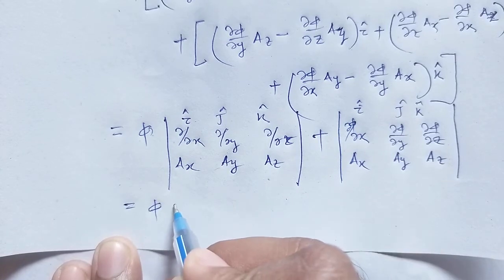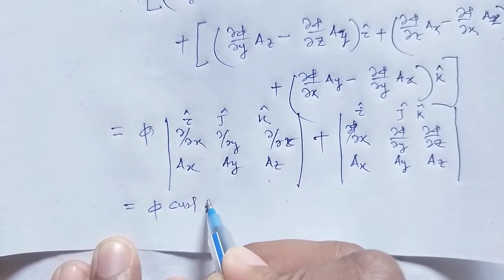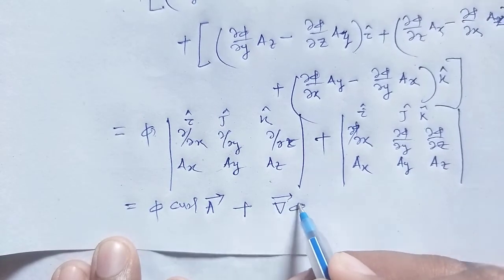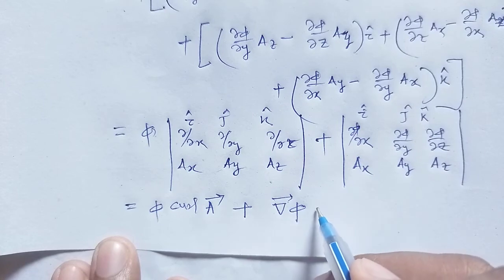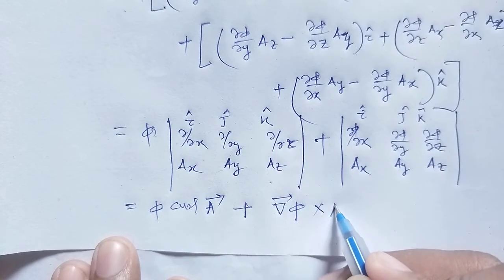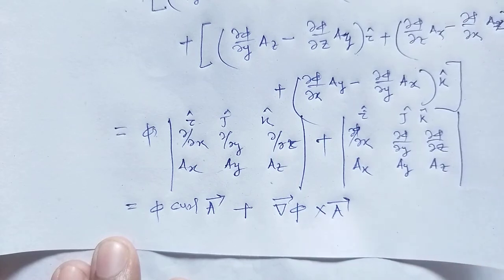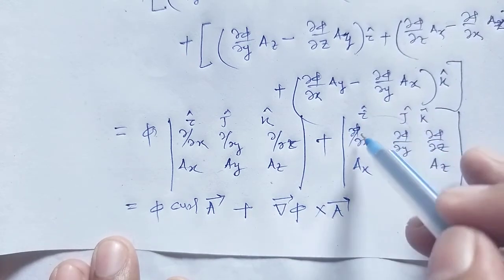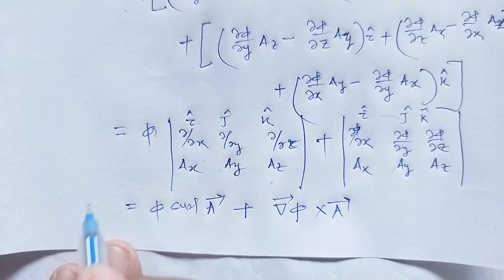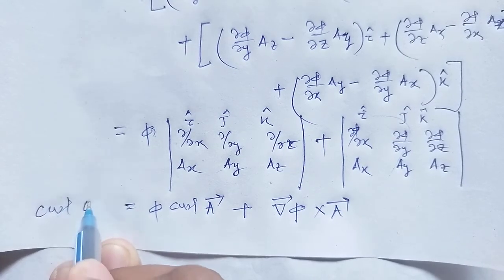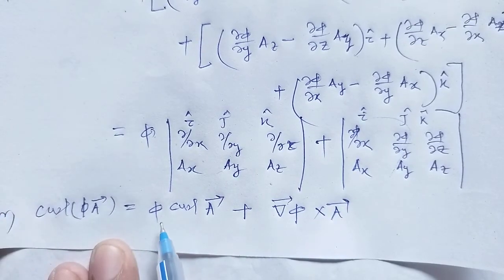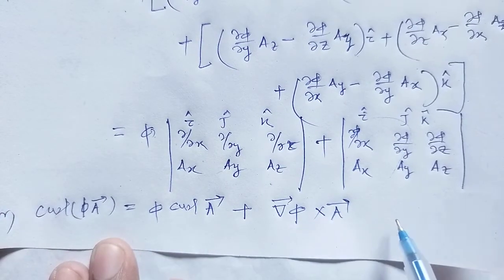This one is the curl of a vector, plus this one is grad phi cross a vector. Grad phi cross a vector, the result of the determinant. Here we find the curl of phi a vector is equal to phi curl a plus grad phi cross a. Proved.